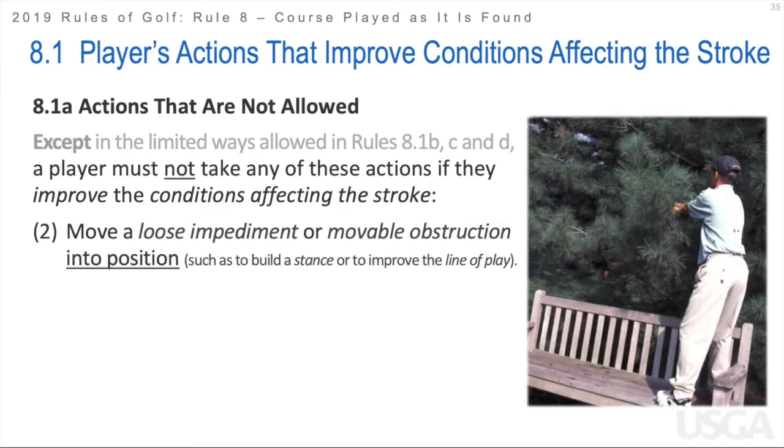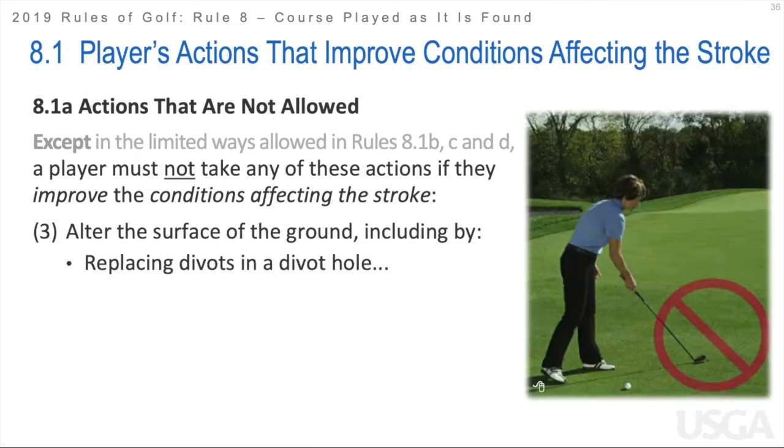A player must not move a loose impediment or a movable obstruction into a position to improve one of the conditions affecting the stroke. An example of this would be building a stance, such as moving a bench over so that they can stand on it to hit a shot from up in the tree, like in the picture. Maybe laying a towel down and leaning on that.